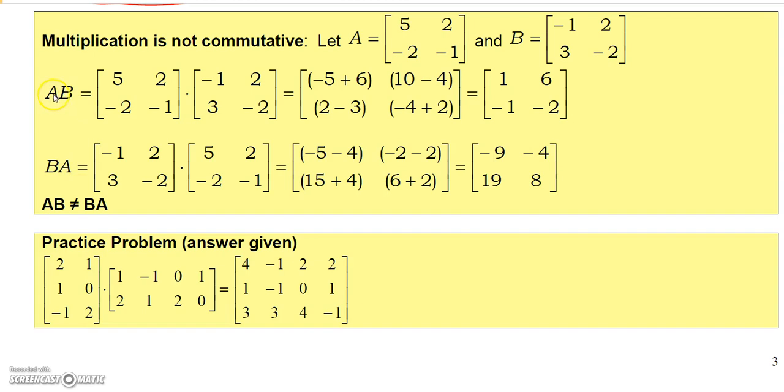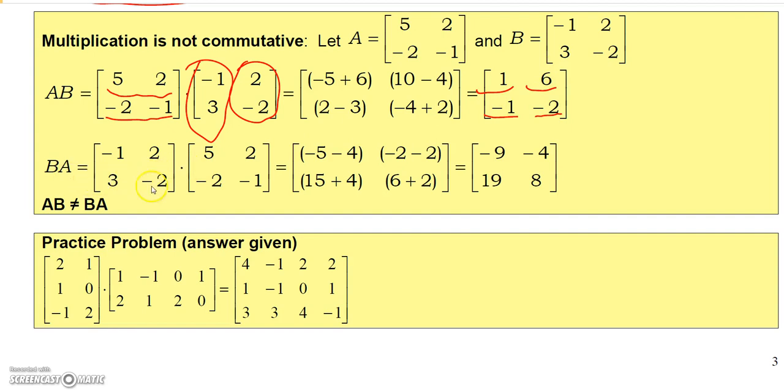But notice that when I do A times B, if I take this row and multiply it by this column, I'll get minus 5 plus 6, which is 1 for the first entry. And then when I take this row and multiply it by the second column, I'll get 10 minus 4, which is 6 for this entry. And then if I take the second row and multiply it by the first column, I'll get 2 minus 3, which is -1 for this entry. And then if I take this row times this column, I'll get -4 plus 2, which gives me -2 for this entry. So A times B equals 1, 6, -1, -2.